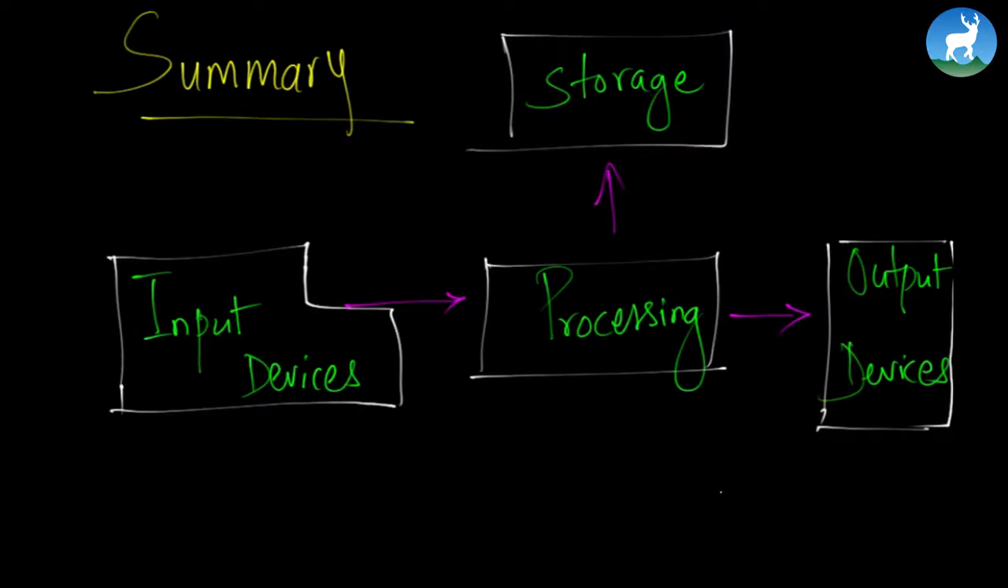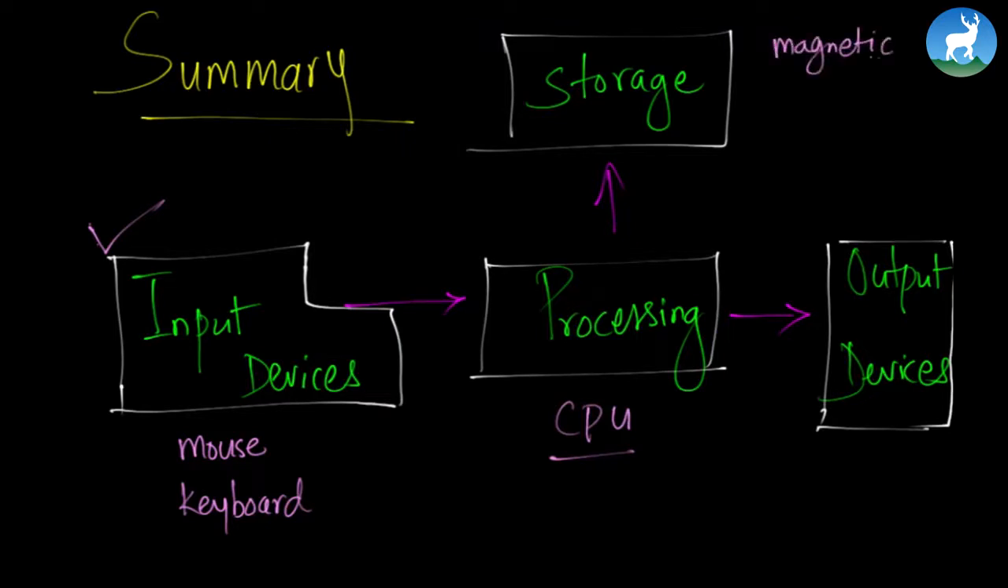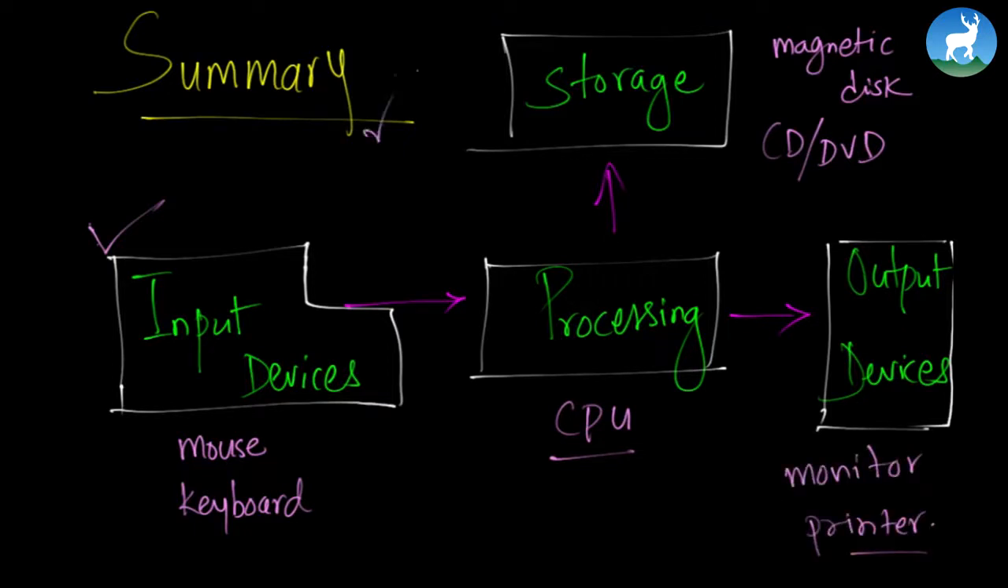So these are the basic things that we studied about: the input devices, the processing, the output devices, and storage. In the input devices section, we studied about mouse and keyboard, correct? And in the processing section, we read about the Central Processing Unit. In the storage section, we read about magnetic disk, followed by CD or DVD drives, also known as pen drives. And in the output section, we studied about soft output and hard output like monitor and printer, correct? So that's the summary sheet.